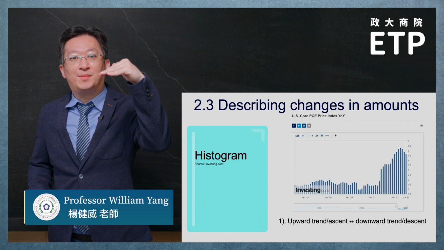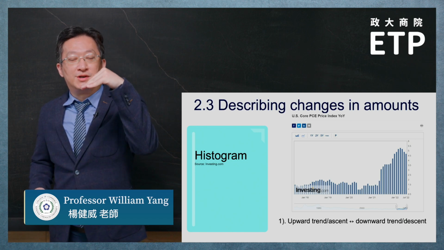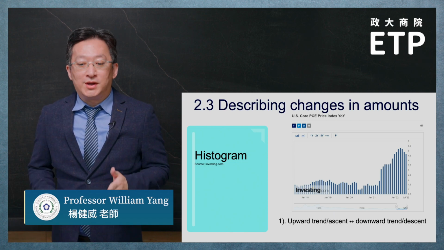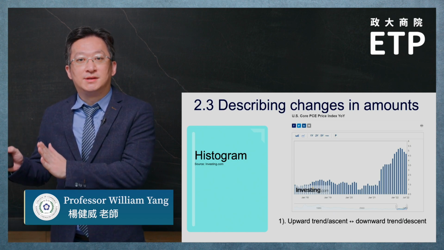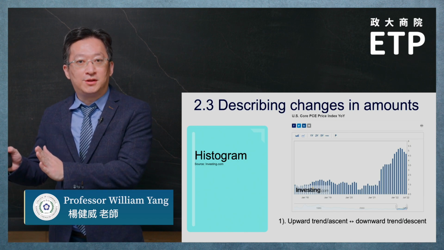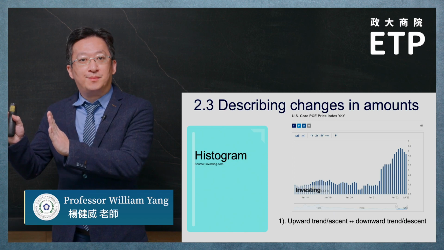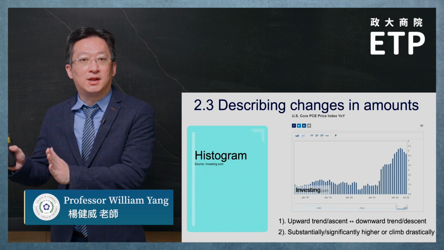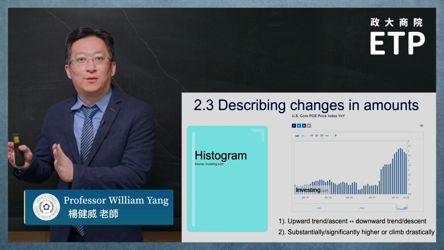And the opposite would be the downward slope or the descent. And still, we can also try to compare the core index in 2020, in 2022, and in 2021. So you can say the bars, the vertical bars in 2022 are substantially or significantly higher than the bars in 2021.